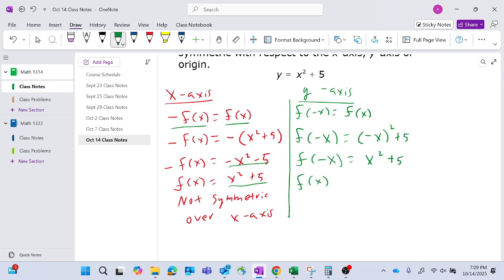And then f of x, well, that's normal. We're not messing with it. It's just x squared plus 5. These are the same. So it is symmetric over y.